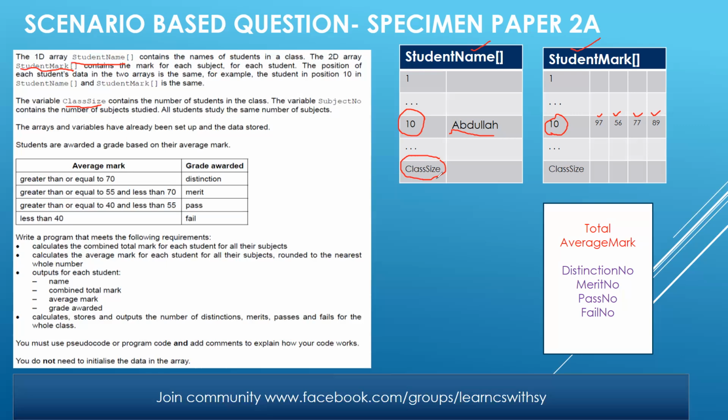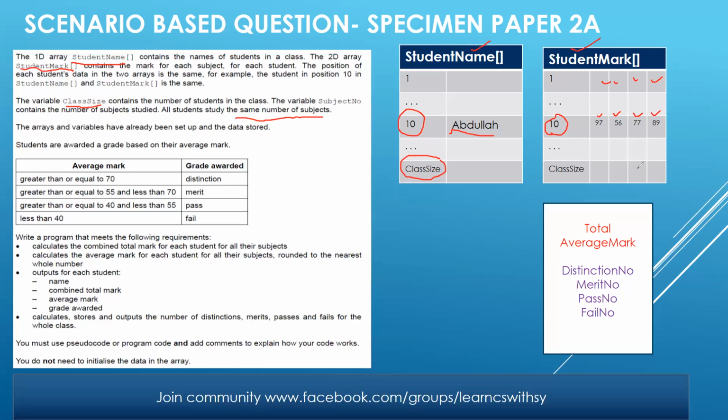And now the variable subject NO contains the number of subjects studied. All students studied the same number of subjects. That is very important. The number of subjects taken by all students of the class is the same. By the way, in this case, how many subjects? Just as an example, what have I taken here? I've taken 4 subjects. 1, 2, 3, and 4. So 4 subjects are being taken just as an example to make you comprehend the whole concept.